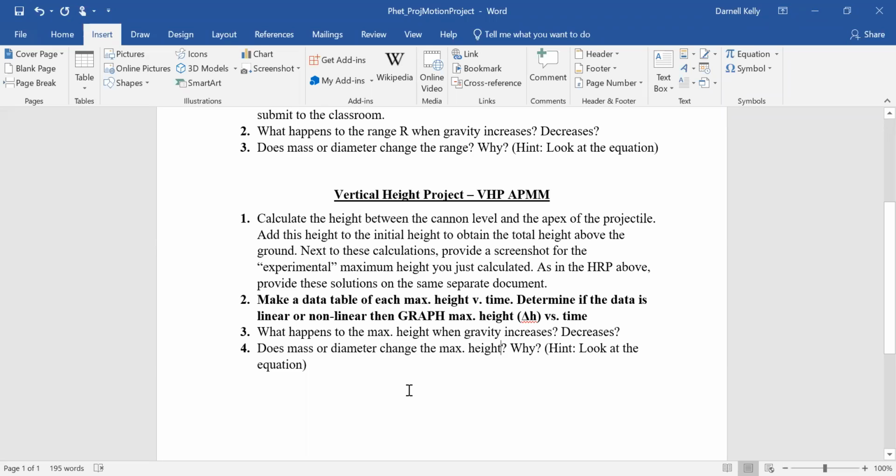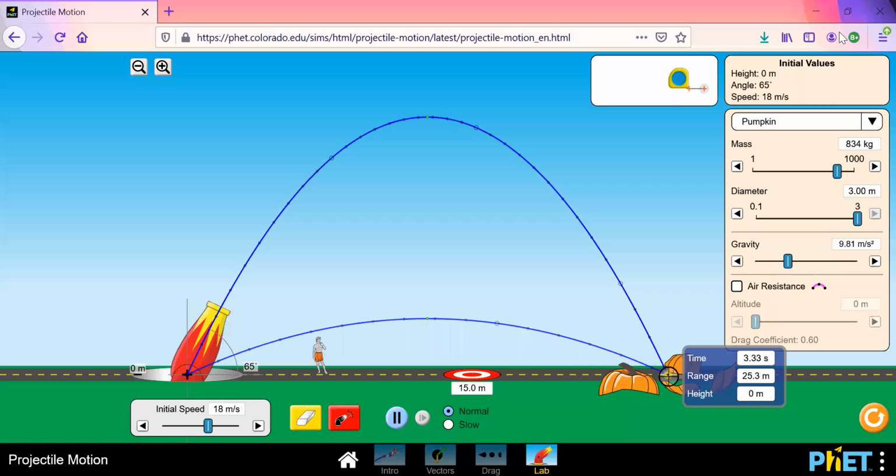Again, the same questions. What happens to the max height when gravity increases or decreases? Does the mass or diameter change the maximum height? Why? Look at the equation. Anyway, those questions will be subsidiary once we get everything else. Okay, so let's go back to the project. So I'm going to raise this guy up.